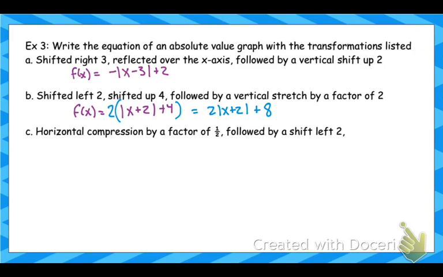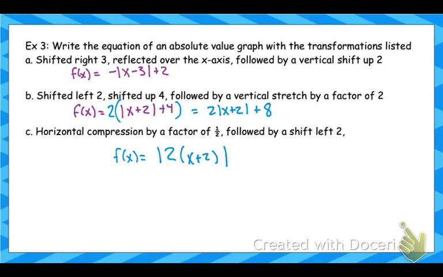All right, then this last one deals with multiple horizontal changes. So if there's a horizontal compression of 1/2, first of all, we need to remember that's not going to be a 1/2 in the equation. That's going to be a 2 inside the absolute value bars. Then it says it's followed by a shift left 2. So if the horizontal compression comes first, in order to multiply first, we have to have factored it out. So that means I need to have parentheses, and then it's going to be x plus 2.